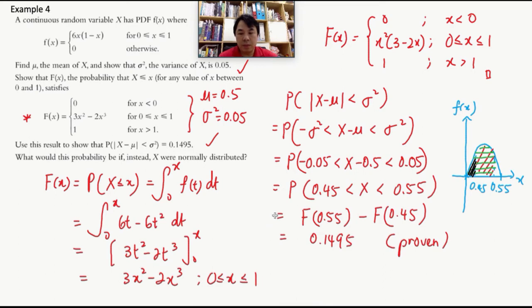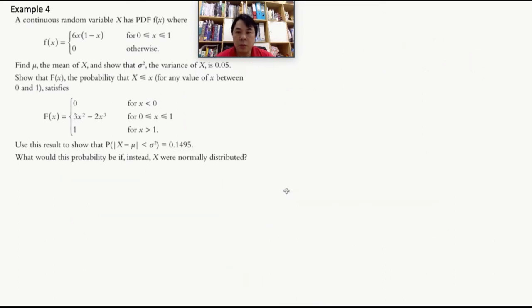Now we're going to answer the last one. Question: What would this probability be if instead x were normally distributed? Okay, if x is normally distributed, I'm going to draw the diagram. It is a bell-shaped curve. In this case, it is x. Okay, forgive me if I did not draw this bell-shaped curve neatly.